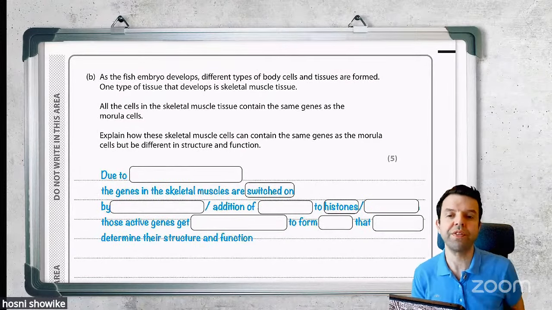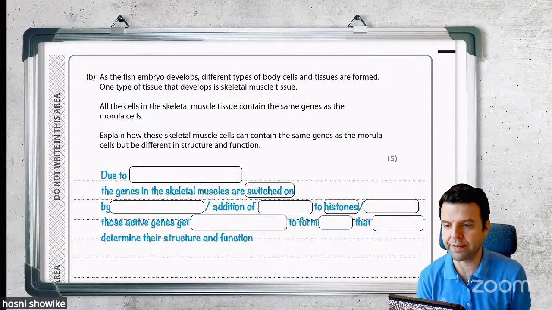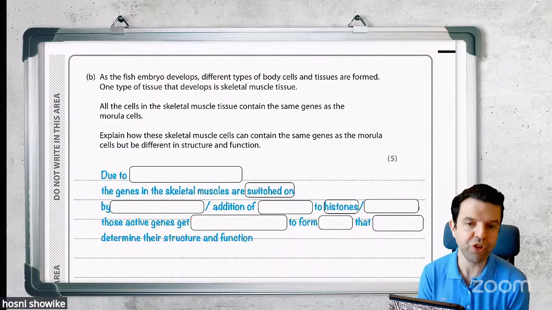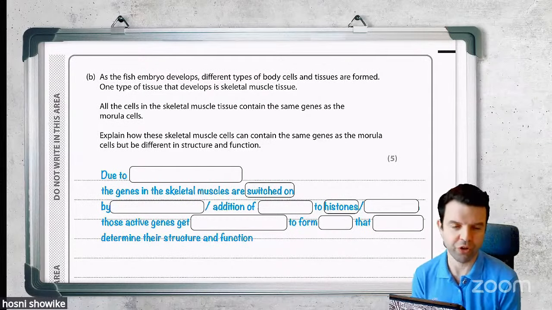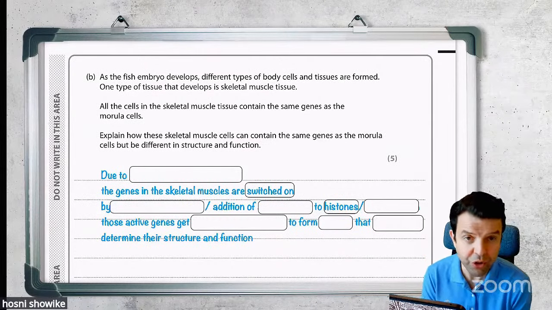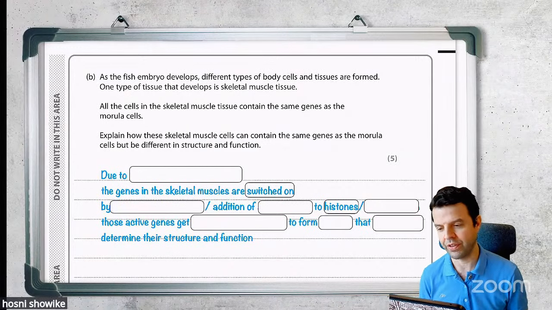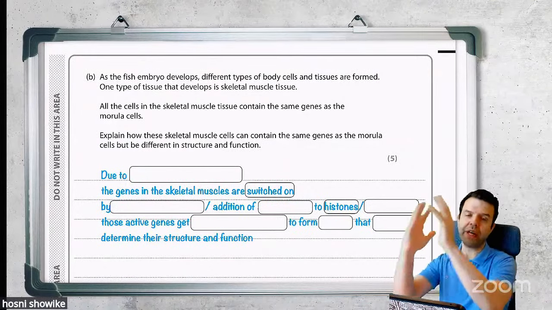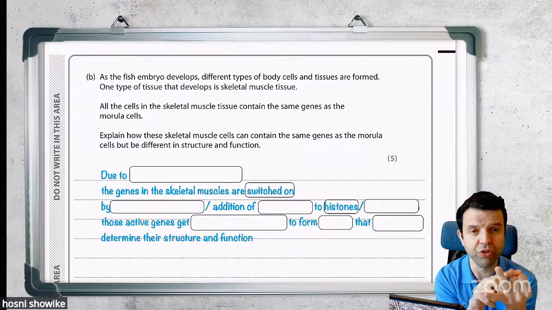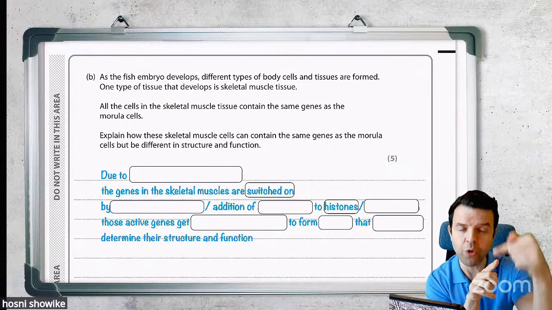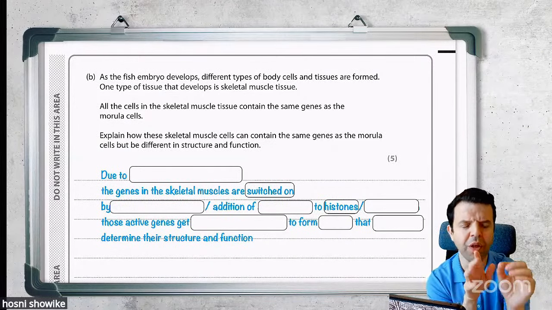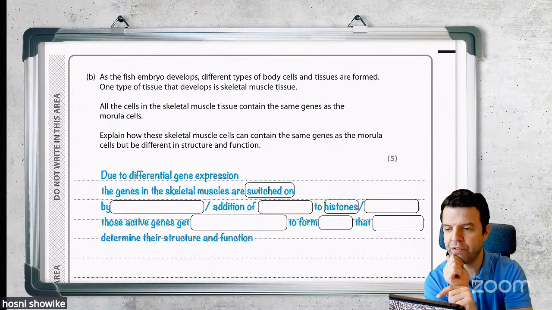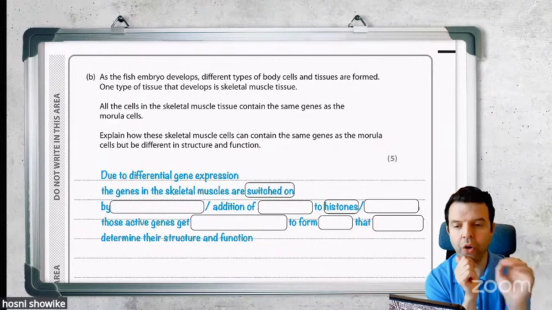This is super important, and as I told you in the last class, it comes almost every paper. Explain how skeletal muscles can contain same genes, but different structure and function. How muscle cells look different despite having the same genes. What do I call this? What's the title of this when genes are turned on and off? The title is differential gene expression. If they ask you how differential gene expression happens, you tell them by epigenetic control. So I'll tell them here, differential gene expression, when genes are turned on or off.